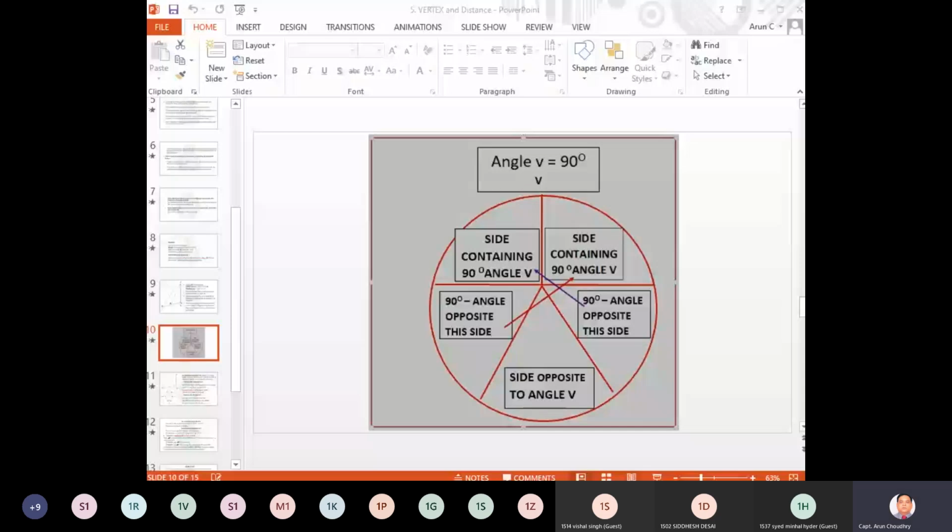Okay, if everybody says they've understood, please make this Napier circle diagram in your notebook and fill up this data. Write one side containing angle V here, the other side containing angle V here, then 90 degrees minus the angle opposite to this side, 90 degrees minus the angle opposite to this side, and fill up this data. I'm giving you 2-3 minutes, then we'll proceed.